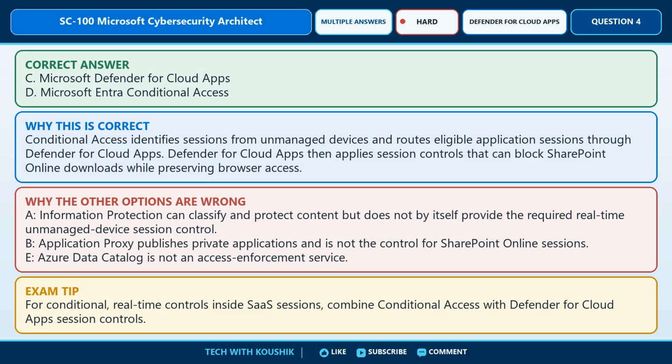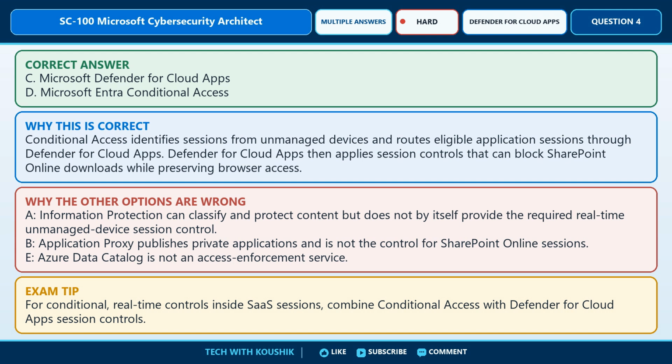The correct answers are Option C, Microsoft Defender for Cloud Apps, and Option D, Microsoft Entra Conditional Access. Here's why. Conditional access identifies sessions from unmanaged devices and routes eligible application sessions through Defender for Cloud Apps. Defender for Cloud Apps then applies session controls that can block SharePoint Online downloads while preserving browser access.